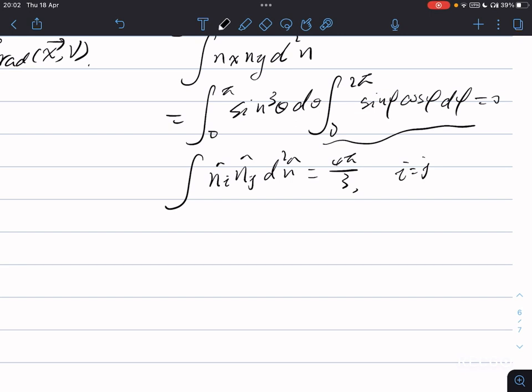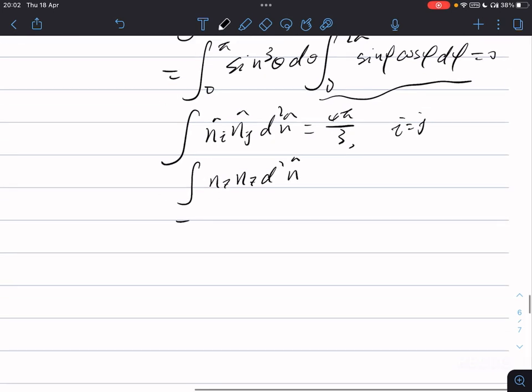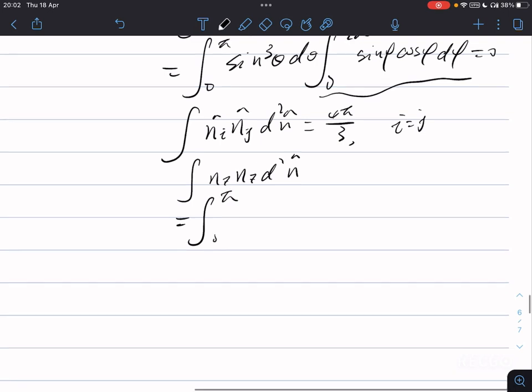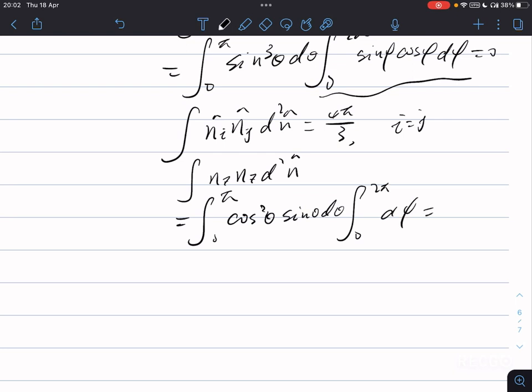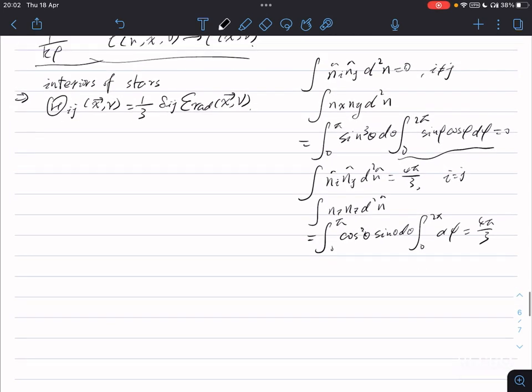Let's perform an example as well for nz. We have the integral from 0 to pi of cosine squared theta sine theta d theta, times the integral from 0 to 2 pi of d phi. It equals 4 pi over 3. You can easily verify each integral. So with these mathematical tricks, we obtain this formula.